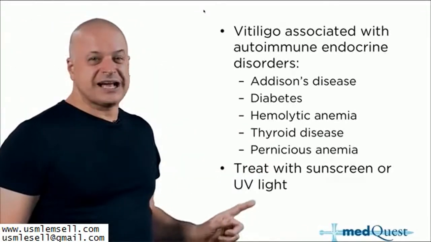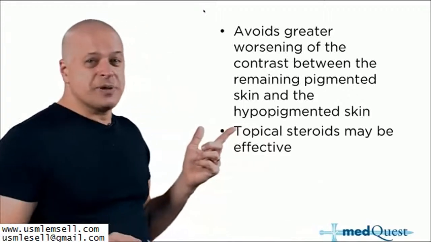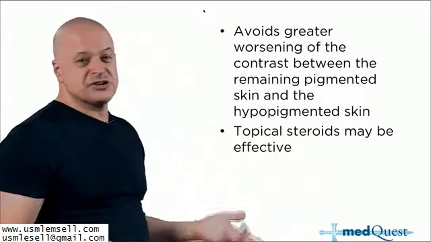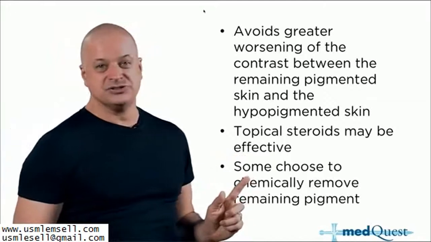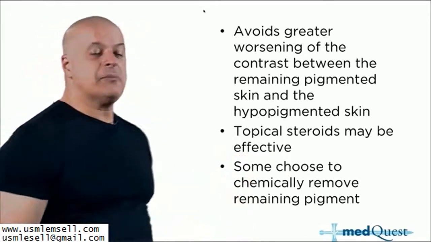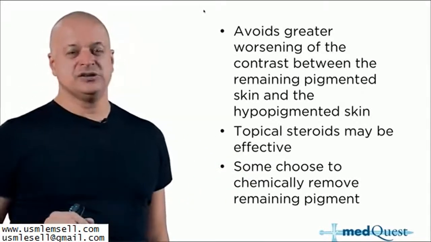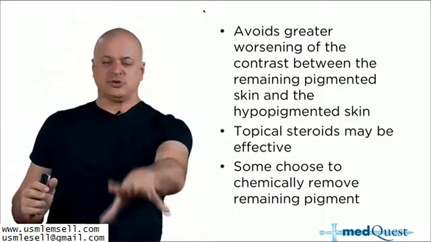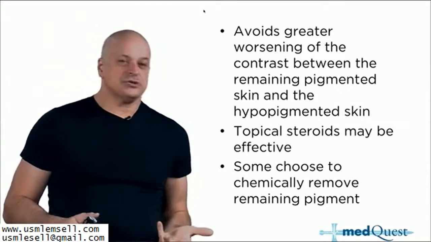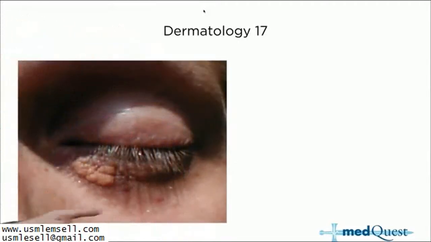So at least it avoids the contrasting by using sunscreen. At least it avoids the abnormal contrasts that make it so obvious between the normal and hypopigmented skin. Topical steroids, yeah, why not? This is dermatology. You don't know what to do? Biopsy, steroids. And the thing is that many people, knowing that it's very hard to make the hypopigmented skin dark, because no matter what happens, you have an autoimmune disorder eating those melanocytes, then what you do is you chemically peel off the rest of the pigmented skin and become more white.